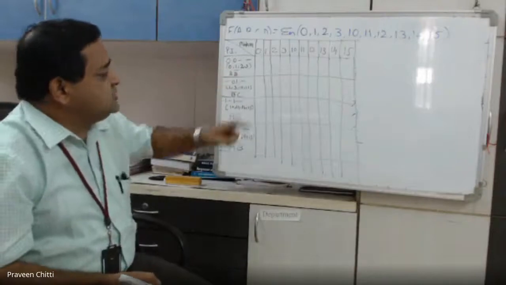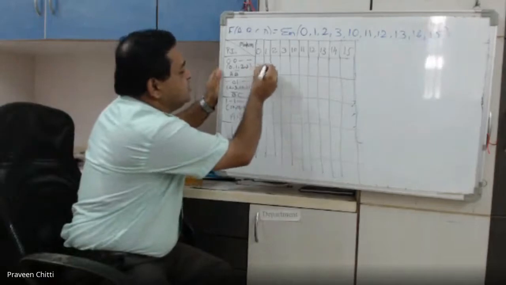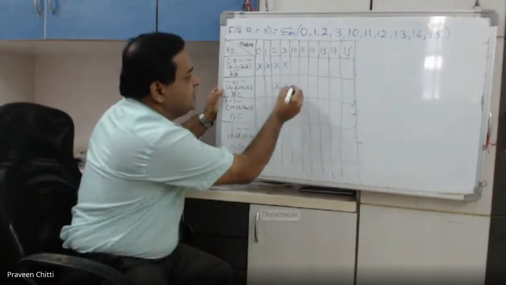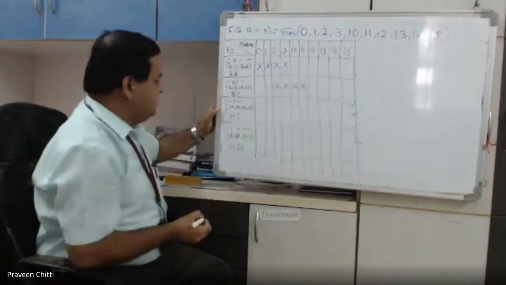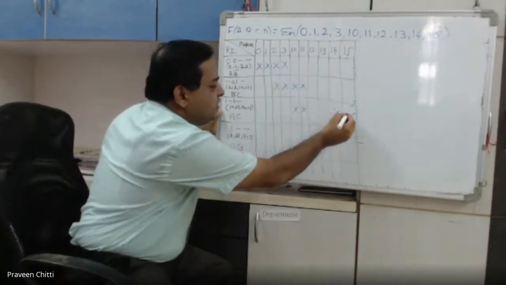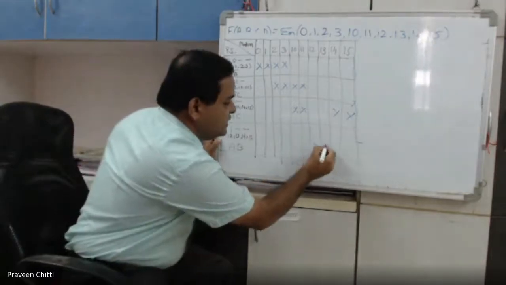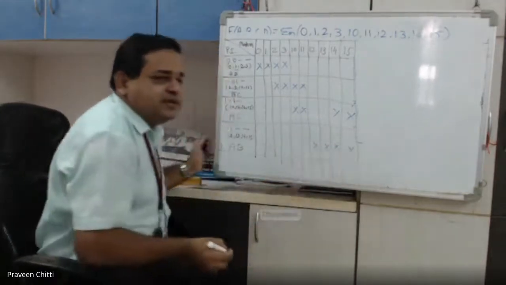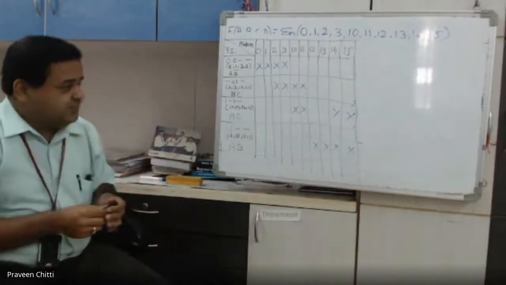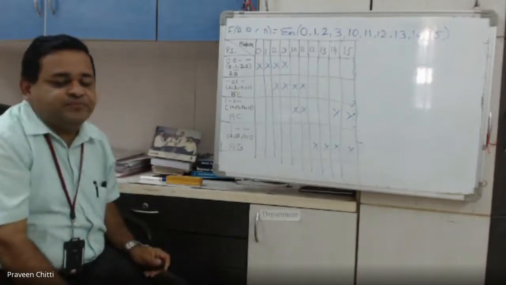Next, corresponding to these minterms, you have to put the X. So 0, 1, 2, 3. Next is 2, 3, 10, 11. Next is 10, 11, 14, 15. 12, 13, 14, 15. So corresponding to those minterms which are covered by the prime implicant, I have put X. What is the next step?